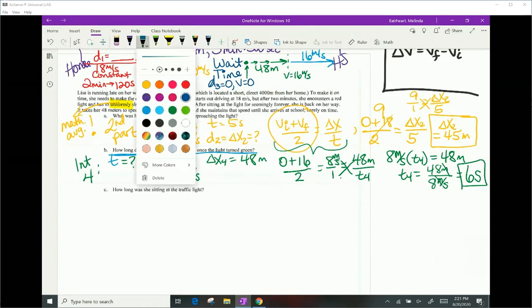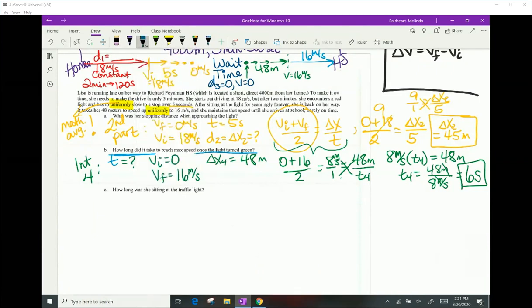So I'll switch over there. And so that's the wait time. You don't go anywhere. You don't move. You cover no distance. I cannot use the average velocity or speed equation. So how am I going to find that time of the third interval?